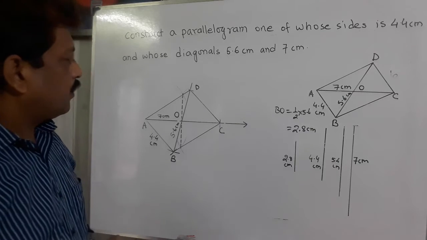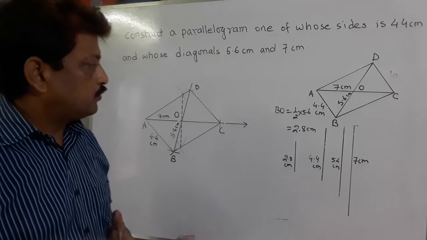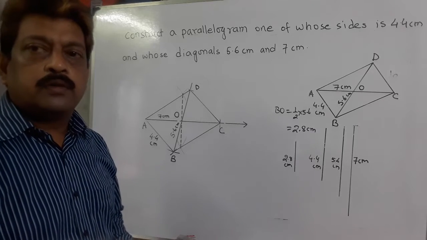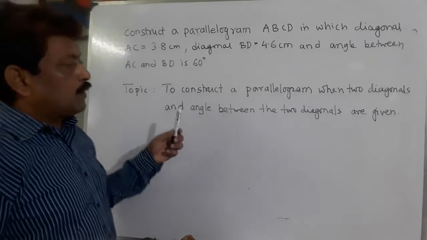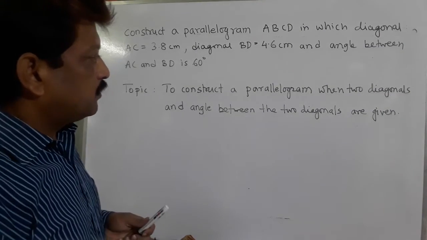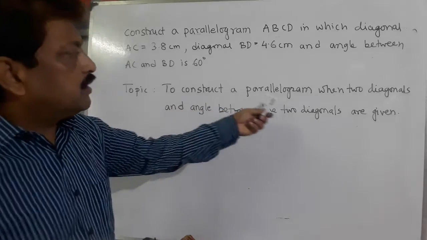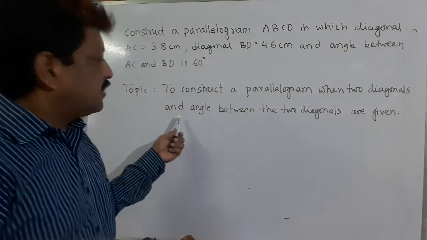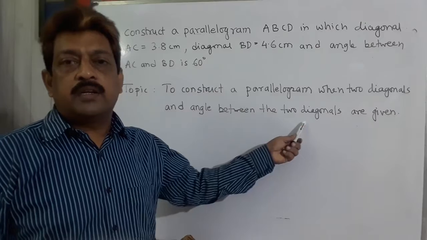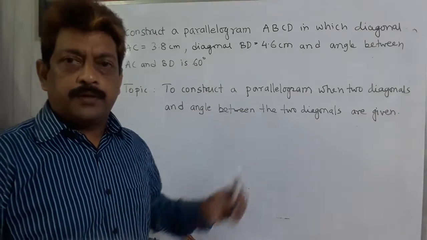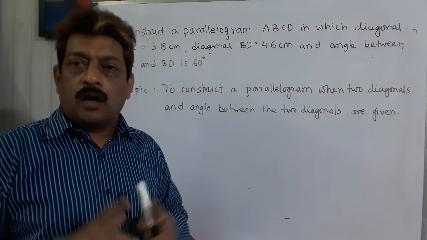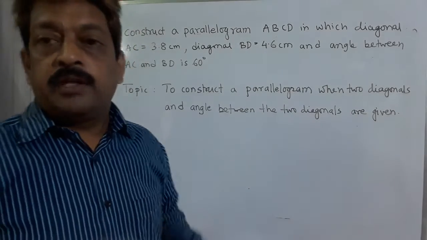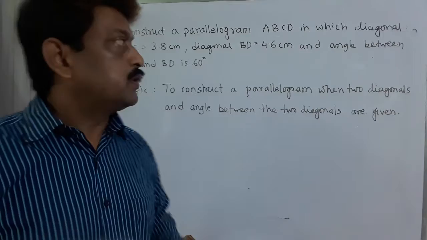Okay, now let us go to construct one more quadrilateral. So here is one more topic to draw or construct a parallelogram. To construct a parallelogram, when two diagonals and one angle between the diagonals are given. Means two diagonals are given and the diagonals are having a particular angle between them, that is also given.